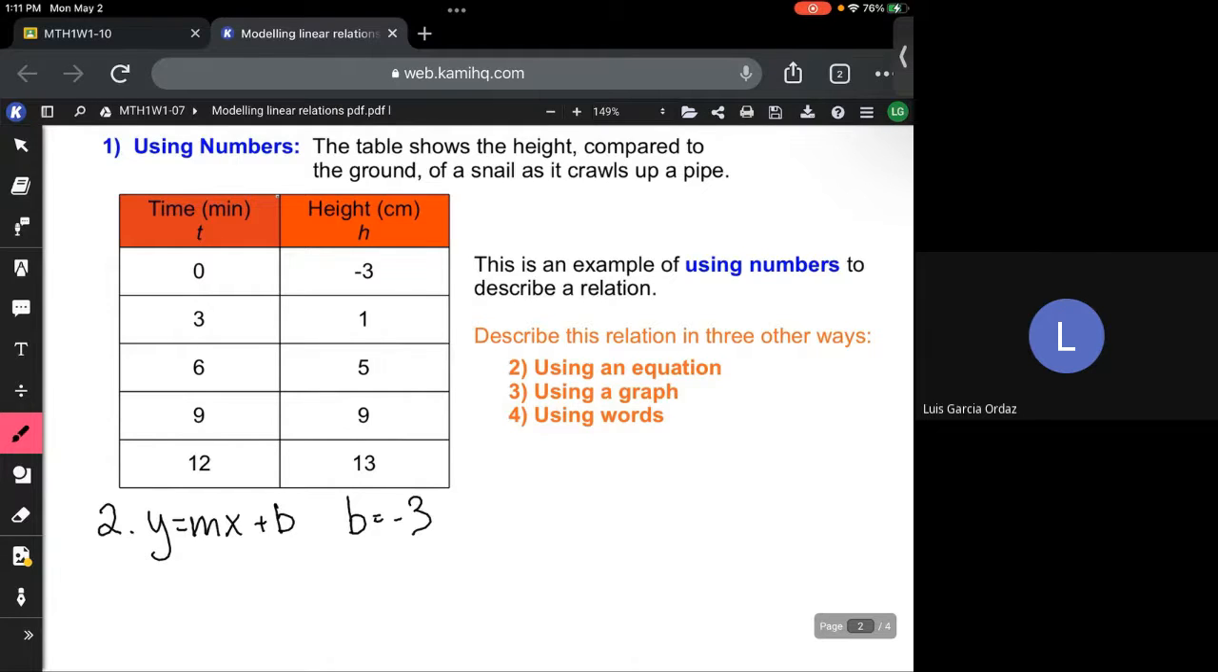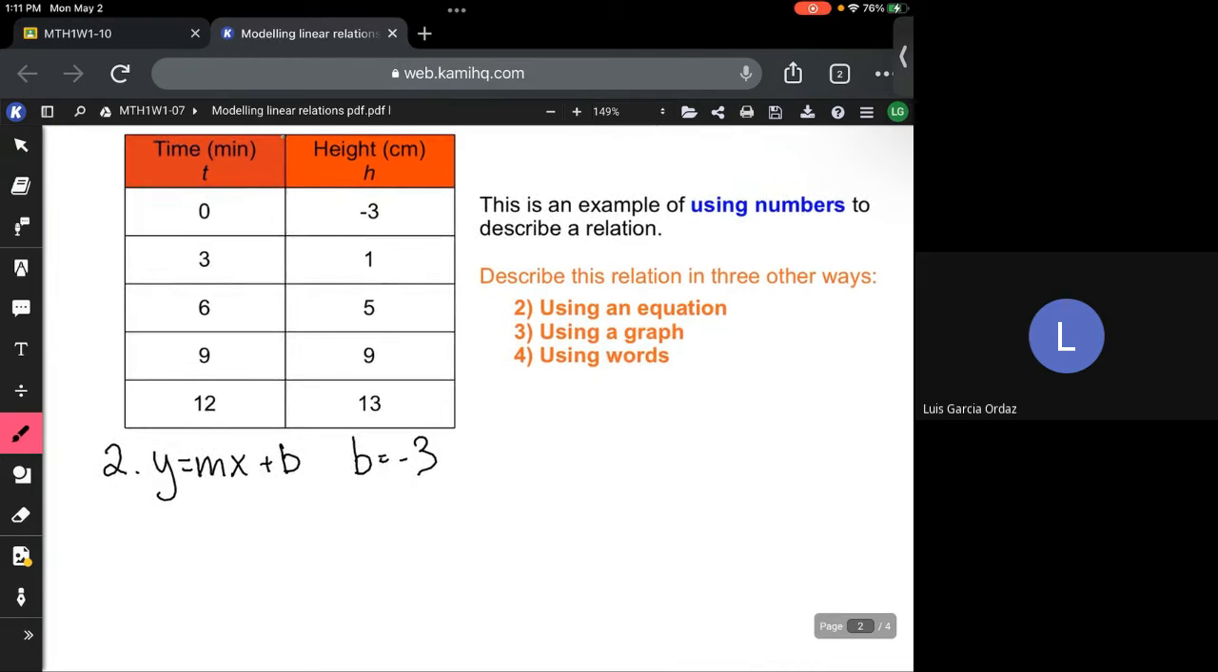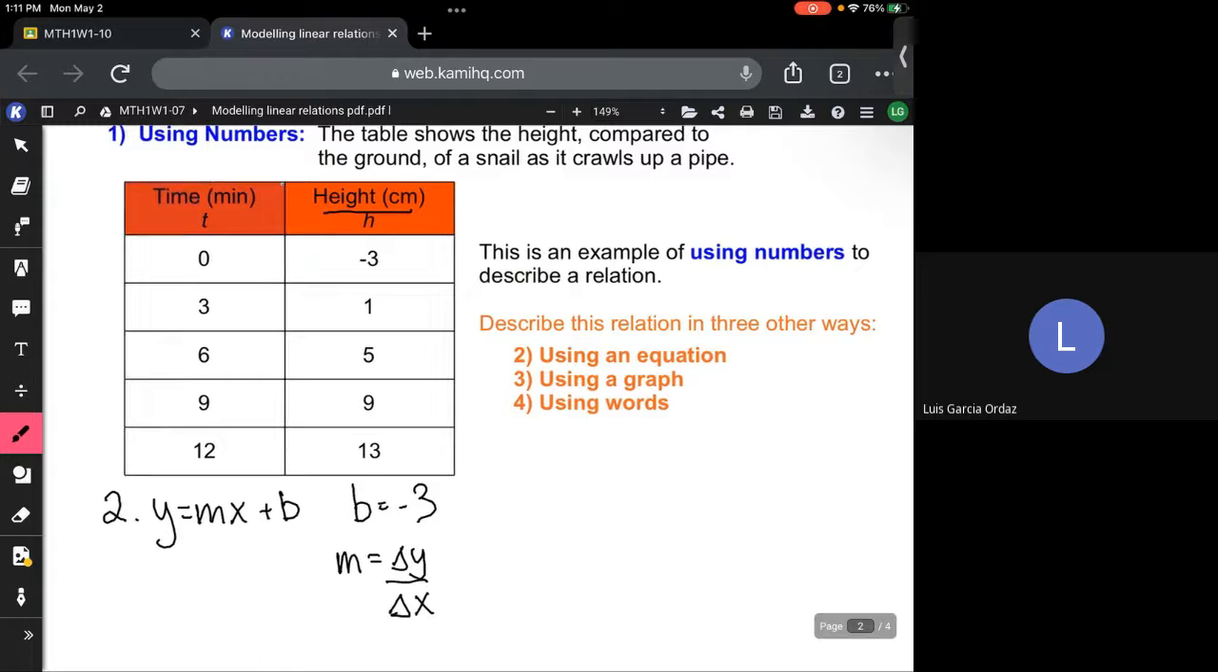Okay, and how do I find my m? Who remembers? Change in y over change in x. All right, so we need to figure out our changes in y, which means we need to figure out how much up or down my y values are going. So if we look at our y values, our height is our y, what is the pattern that you notice with the height? It's increasing by 4.